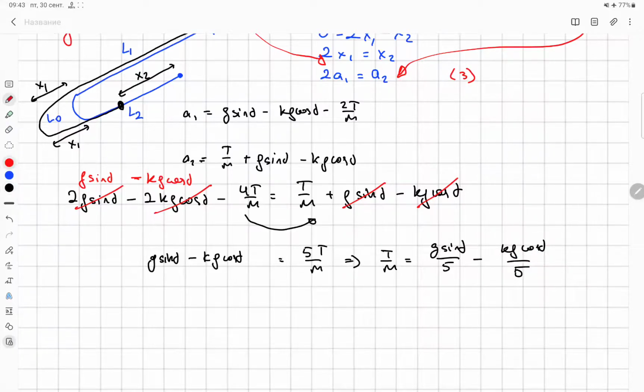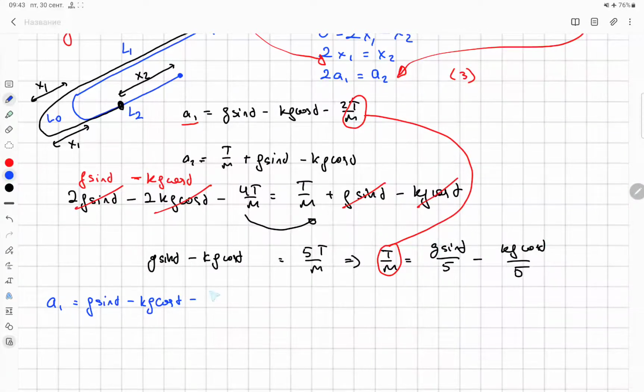Why T over m? Because here for a1 we need only T over m. And we already know what T over m is. So we need to substitute into this equation and find a1. So a1 equal to g sine alpha minus kg cosine alpha minus 2T over m. This is T over m, so we need to multiply by 2. 2g sine alpha over 5, minus it will be plus 2kg cosine alpha over 5.